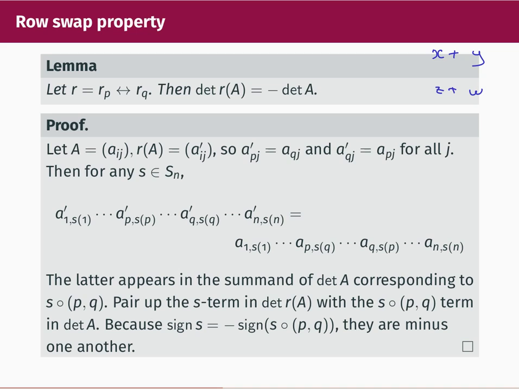So let's do it. Here is our matrix A. We're going to let its ij entry be Aij, and we'll let the ij entry of R of A be A prime ij. So the precise expression for A prime ij in terms of A is that A prime ij is equal to Aij, except A prime pj will be A qj and A prime qj will be A pj.